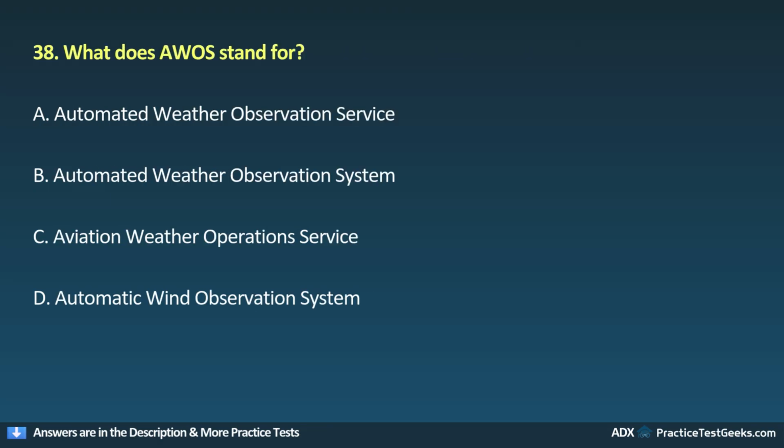38. What does AWOS stand for? A. Automated Weather Observation Service. B. Automated Weather Observation System. C. Aviation Weather Operations Service. D. Automatic Wind Observation System.